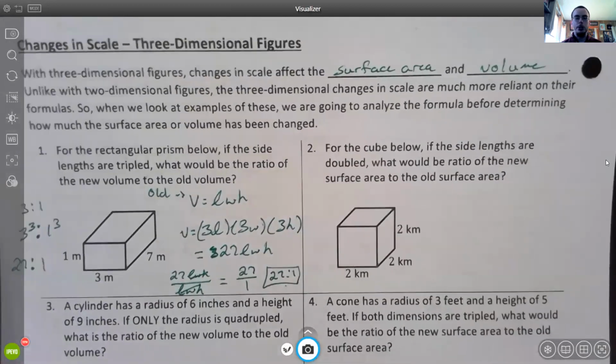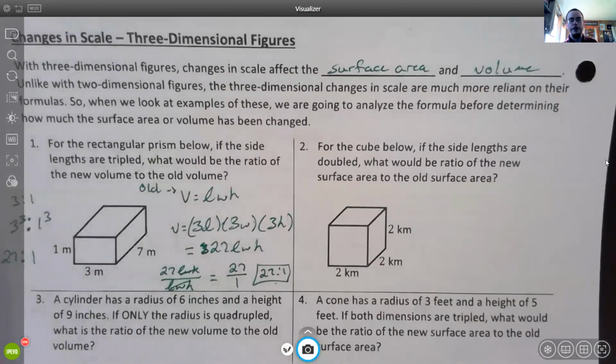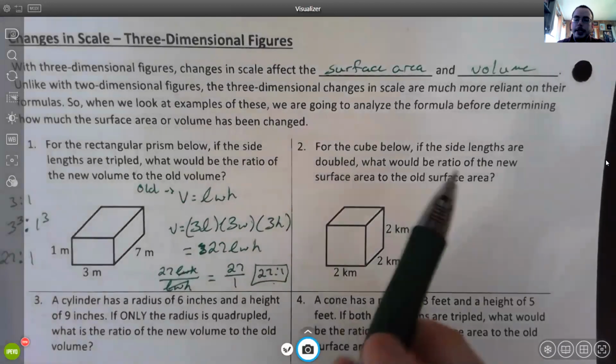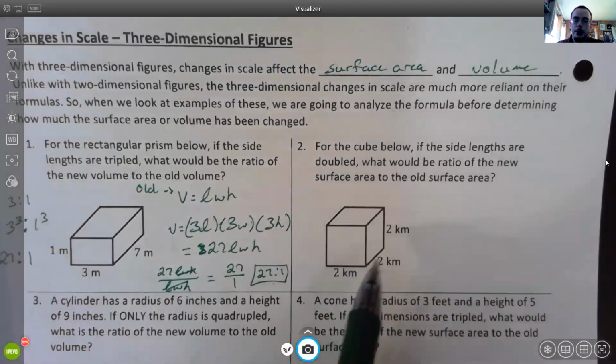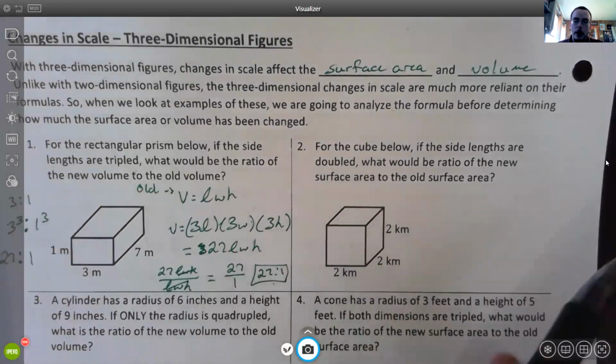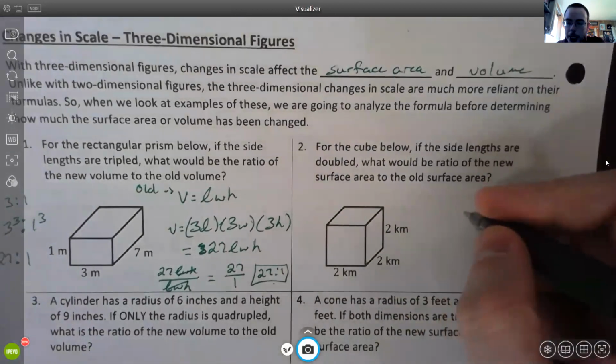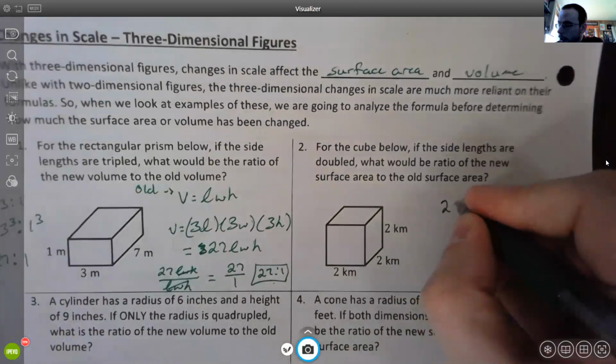All right, let's look at number 2. For the cube below, if the side lengths are doubled, what would be the ratio of the new surface area to the old surface area? So for this one, I'm going to be doing it using the ratios. So the side lengths are doubled. This is a cube, so if you double one side length, you double all of them. Okay, so that means the ratio of our side lengths, or our scale factor, is 2 to 1.